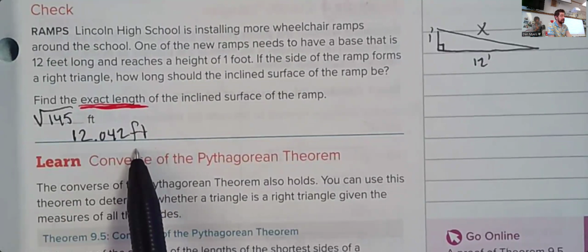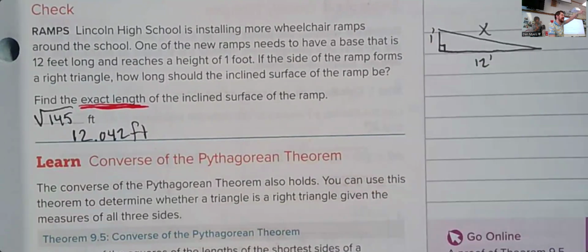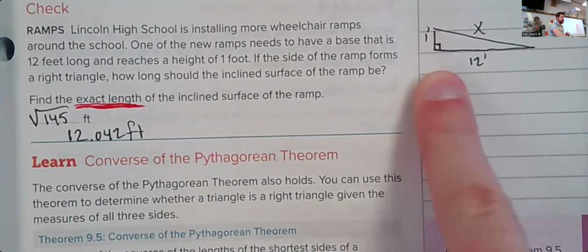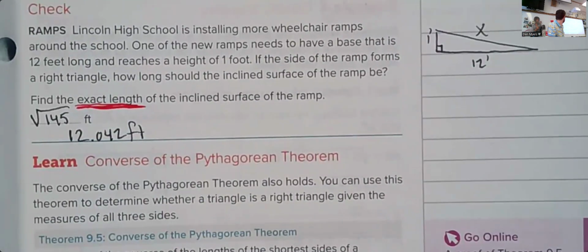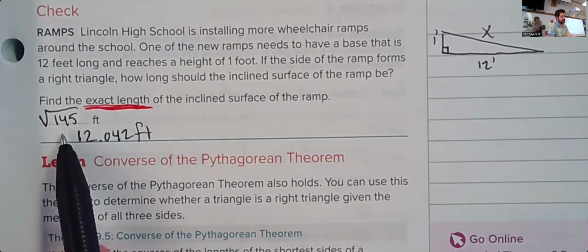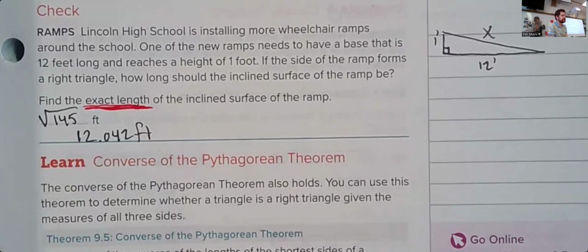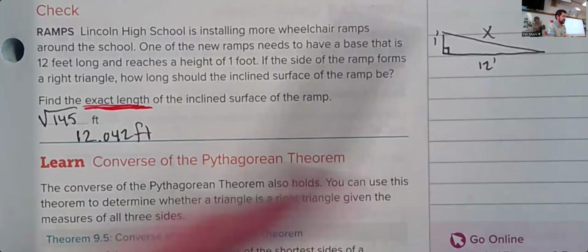So it's barely the entire length of it. Well, okay. The entire diagonal length of the actual ramp is barely longer than the horizontal distance from the edge of the ramp to, I guess, the entrance of the school, that 1 foot up. So that's our answer. Square root of 145 is the exact length, which is roughly 12.042 feet. That's because 12 squared is 144, 1 squared is 1. So that's just 145, square root of that.